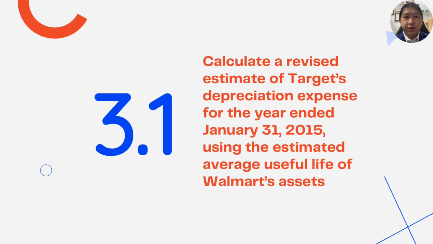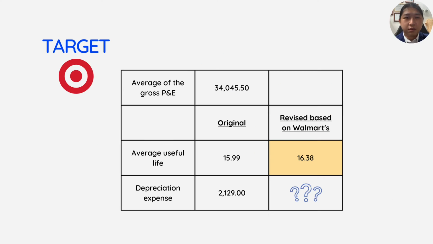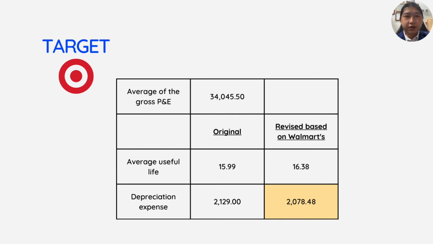For the first section of the third requirement, we need to find the depreciation expense of Target in the same time period, this time using Walmart's estimated useful life of assets. For this portion, we replace the 15.99 useful years of Target with the 16.38 years of Walmart's assets. We then divide the average of the gross by the 16.38 years of Walmart's useful life for assets to get the depreciation expense of $2,078.48.